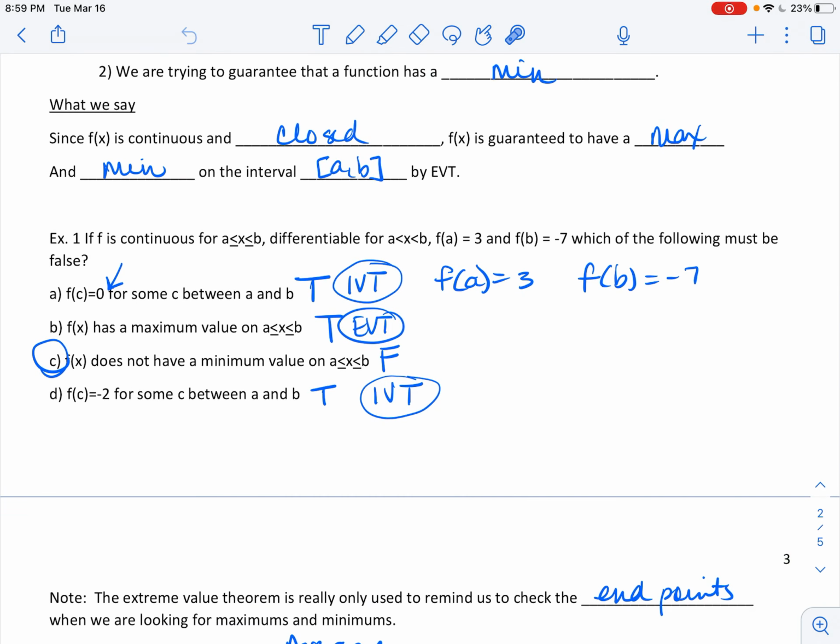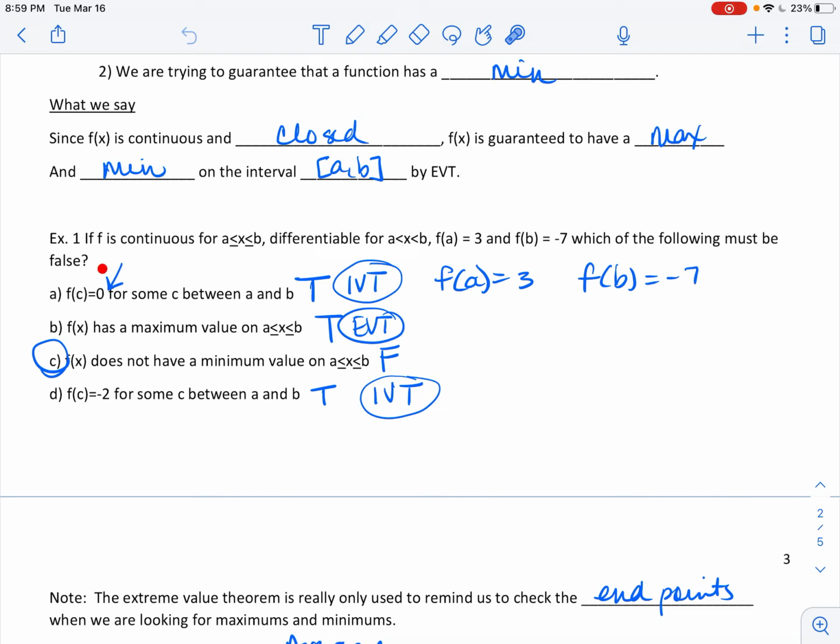All right, take a look at this example. It says if f is continuous for x between or equal to a and b, so this is a closed interval and it's continuous, differentiable for x's between a and b, f of a is 3 and f of b is -7.